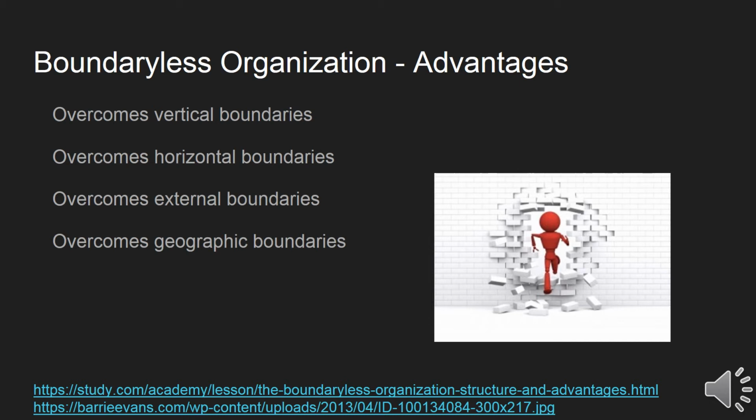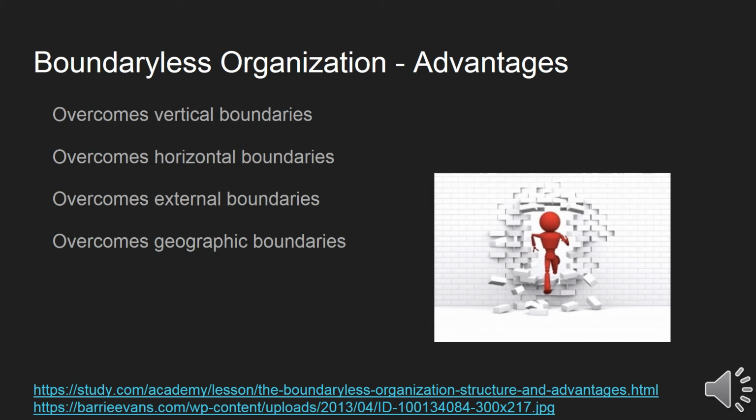The second boundary that this organizational structure overcomes is called horizontal boundaries, or in other words, the boundaries between different departments within an organization. So basically, a boundaryless organization could have cross-functional teams, so people from different departments have representation within different teams, so everyone is kind of a generalist.